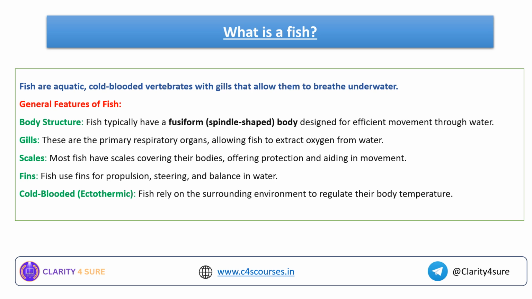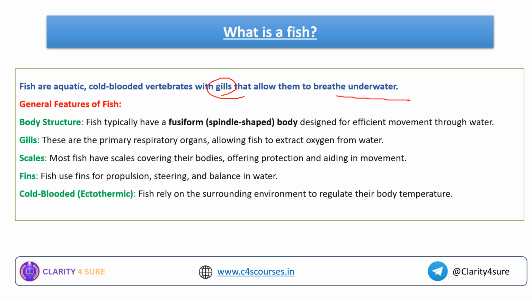Now let us quickly go through the basics related to the fish. So what is a fish? Fish is an aquatic cold-blooded vertebrate with gills that allow them to breathe underwater. So what are the general features of a fish? The fish typically have a fusiform body, that means a spindle shaped body, which is specifically designed for efficient movement in the water. As I said earlier, fish use gills as their primary respiratory organ, which allows them to extract oxygen from water.